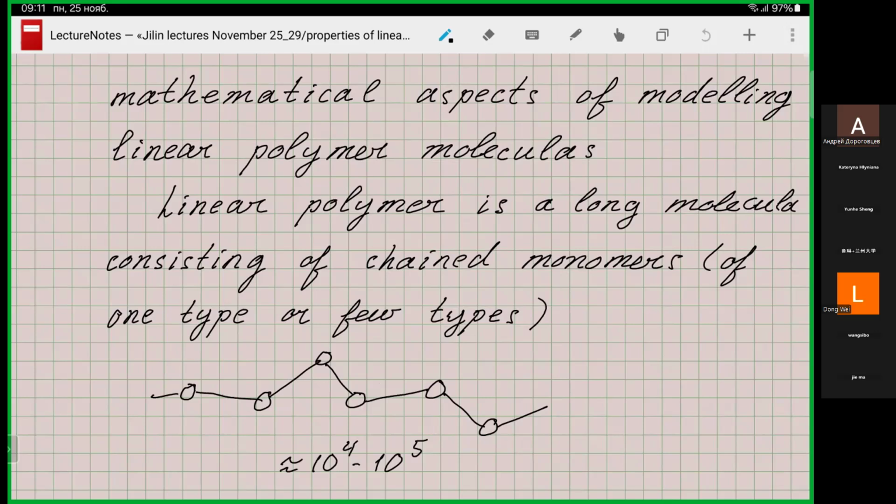It occurs that the chemical properties of linear polymers are very different from the properties of usual liquids, gas, and so on. Maybe from the general course of physics, you remember that there are three phases for regular chemical or organic molecules. It can be solid, it can be fluid, and it can be gas.